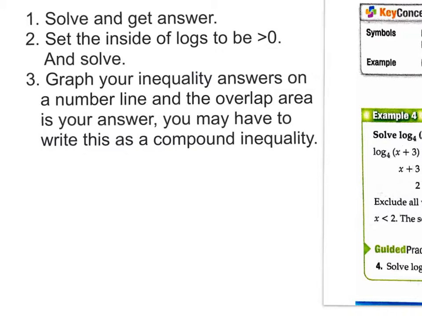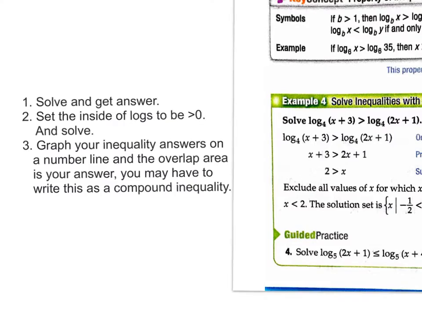Step 3 is to graph your inequality answers on a number line, and the overlap area is your answer. You may have to write this as a compound inequality. It might be a compound inequality, it might not be a compound inequality. So these are the steps to solving logarithmic inequalities. So let's take a look at example 4 in the book.